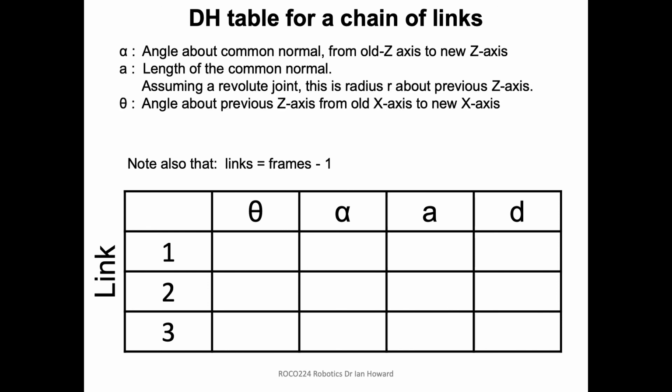Again, alpha is the angle about the common normal. It's the thing that aligns the z-axes. That's the way I remember it. A is the length between them. In lots of rotary cases, it's going to be the radius of rotation or the length of the link. Then theta is the rotation around the joint, and D is the offset up and down along the z-axis.